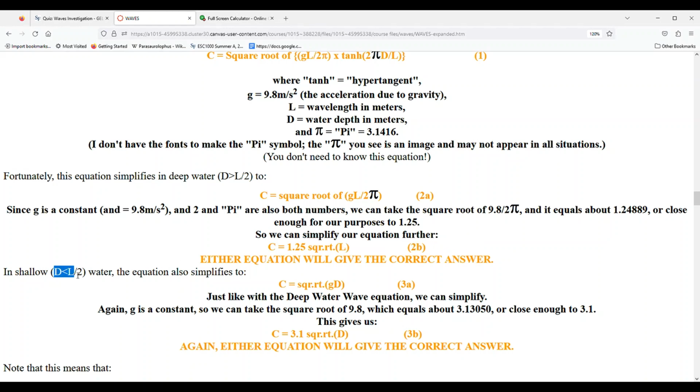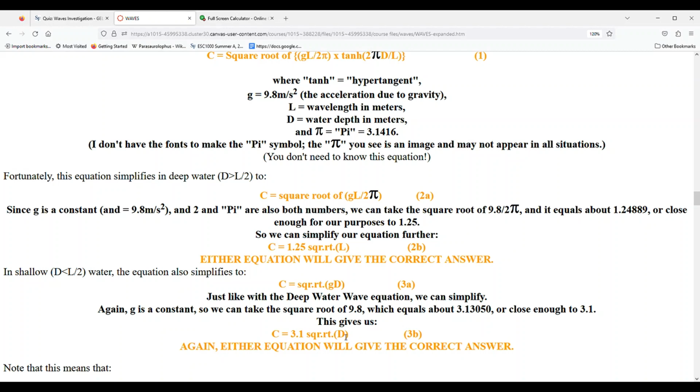In shallow water, where the depth is less than the wave base, depth less than L over 2, this same equation simplifies to the square root of gravity times depth. And again, since gravity is the same everywhere on Earth, it's a constant. If we get the square root of 9.8, that's about 3 point that, which is pretty close to 3.1. And so the speed of a shallow water wave is going to be equal to 3.1 times the square root of depth.